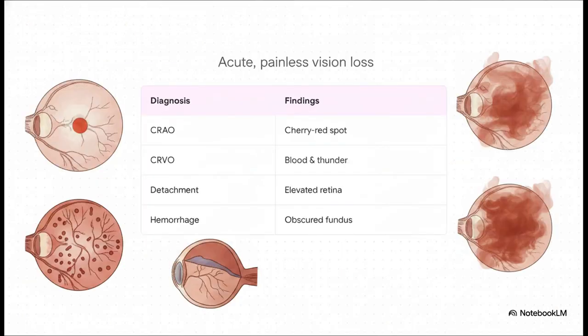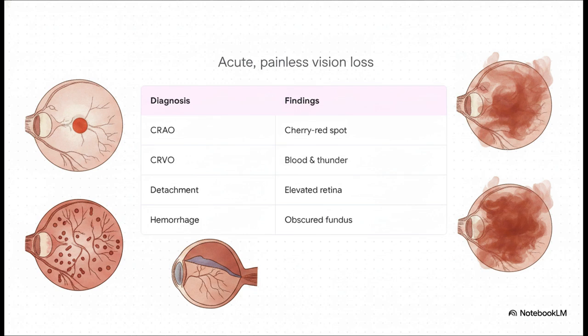Now let's jump into acute, painless vision loss. This requires really precise differentiation on the fundus exam. A pale retina with a cherry red spot? That's central retinal artery occlusion. What about extensive retinal hemorrhages and optic disc edema? That points straight to central retinal vein occlusion.